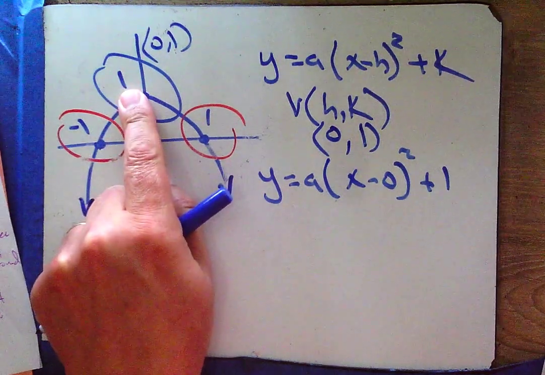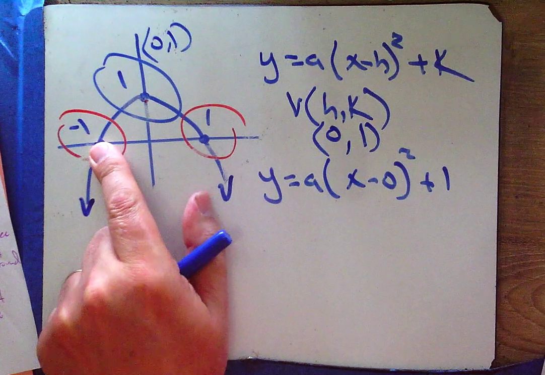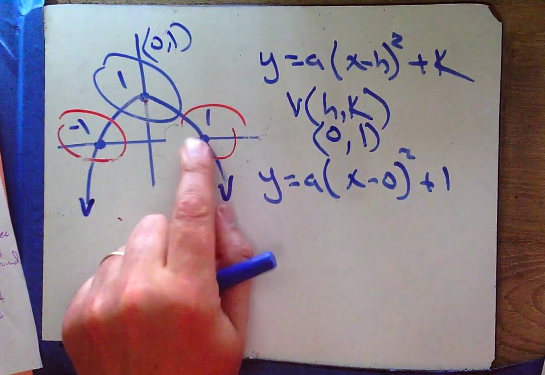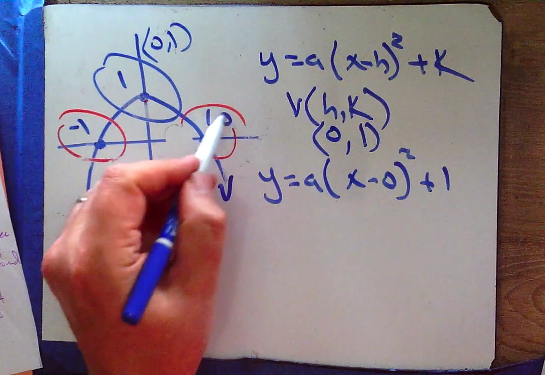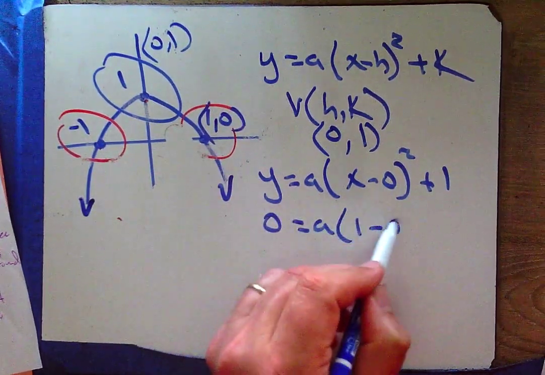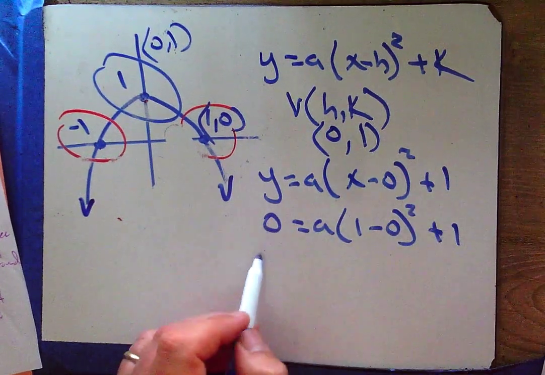I used the vertex, so I can't use that again. I have to use either this point or this point. Most people prefer the one that's positive, so I'll use that. Remember, this ordered pair is 1, 0. So 0 equals a times 1 minus 0 squared plus 1. I'm going to subtract 1 from both sides.